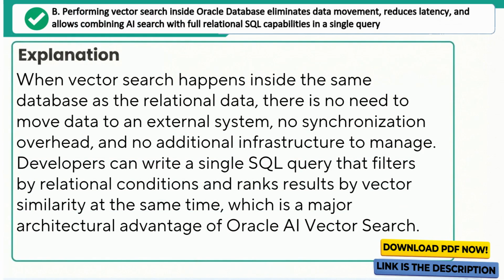Correct answer, B. Performing vector search inside Oracle database eliminates data movement, reduces latency, and allows combining AI search with full relational SQL capabilities in a single query. Explanation. When vector search happens inside the same database as the relational data, there is no need to move data to an external system, no synchronization overhead, and no additional infrastructure to manage. Developers can write a single SQL query that filters by relational conditions and ranks results by vector similarity at the same time, which is a major architectural advantage of Oracle AI Vector Search.